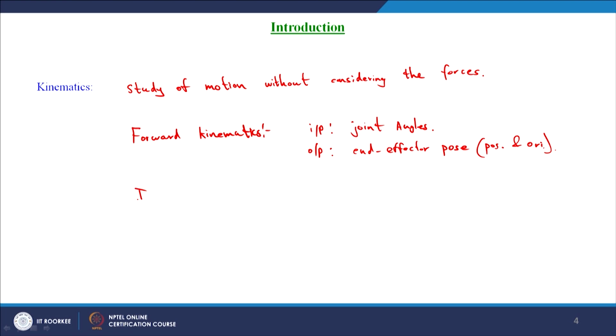Whereas inverse kinematics is nothing but the input is end effector pose and the output is joint angle.